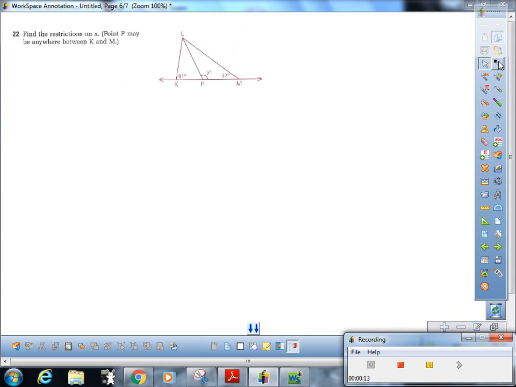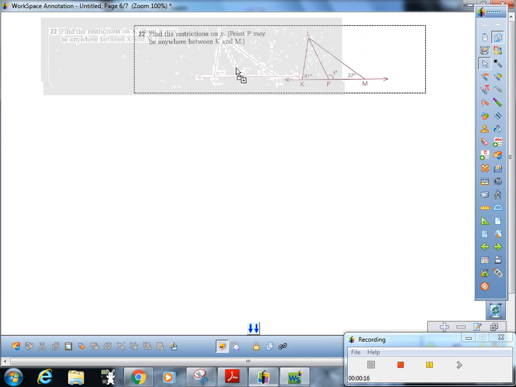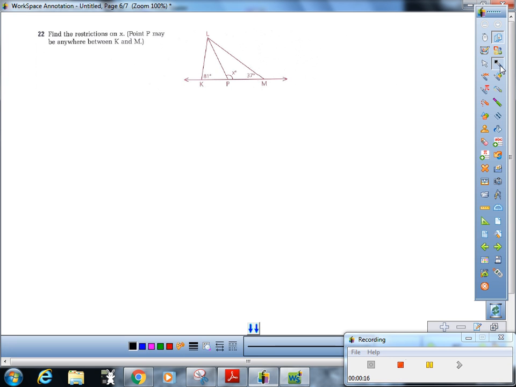Alright, let's see. How do I want to explain this to you? There's this theorem that you're going to eventually learn. It says that the sum of the remote interior angles is equal to the exterior angle of a triangle.